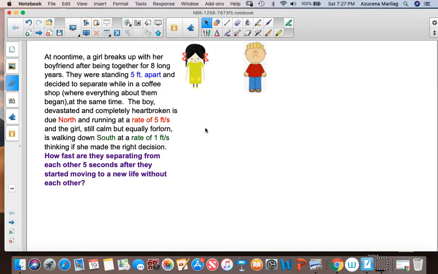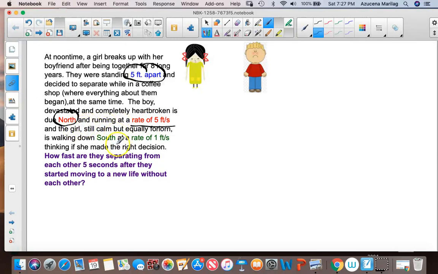I'm going to use derivatives using implicit differentiation. So here you go. I'm going to start by doing some annotations using my Wacom tablet here. So the girl and the boy are standing 5 feet apart. The boy is due north, and he's running at a rate of 5 feet per second. He's really hurt. He's already running away.